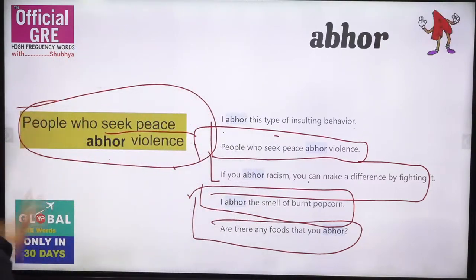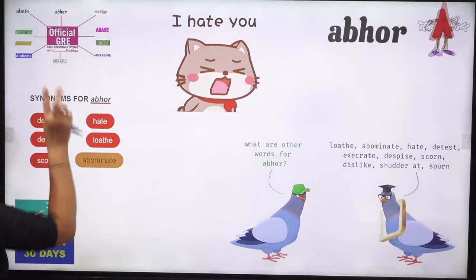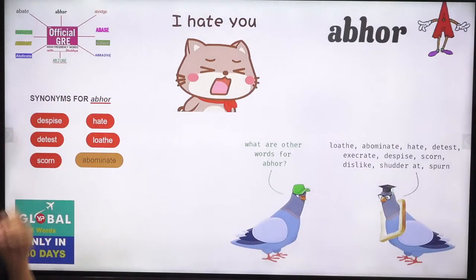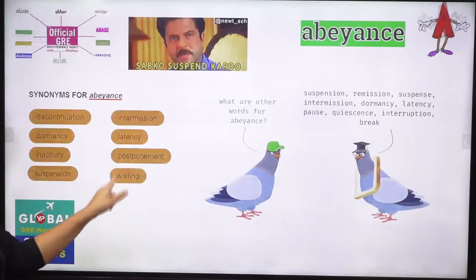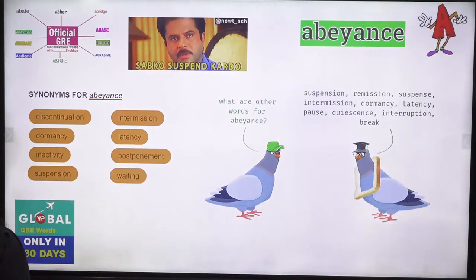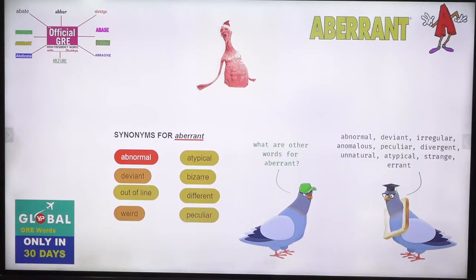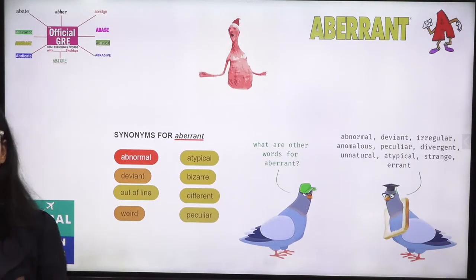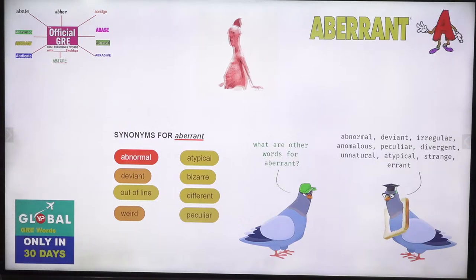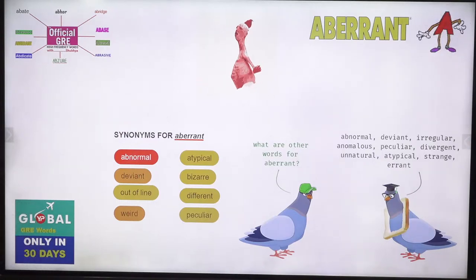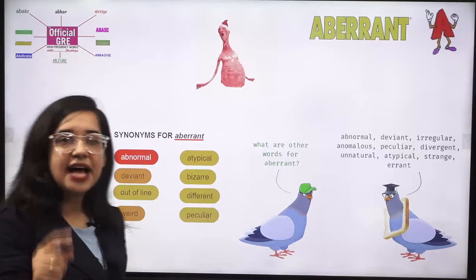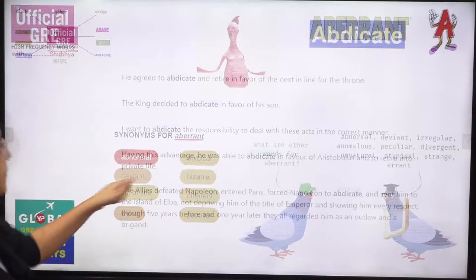Now till now, I'll just revise all the words we have done. Abhor, that means you hate something. Next was abhorrence, that is a temporary pause. You take a break, interruption, intermission, quit. Abhorrent is when you are doing something that is not regarded as normal. It is strange, divergent, irregular, unnatural. That is termed as aberrant.